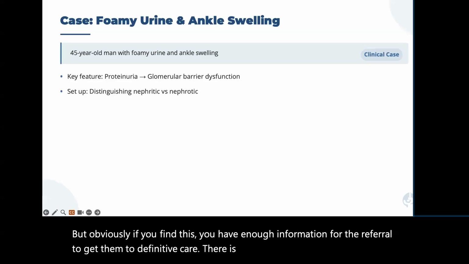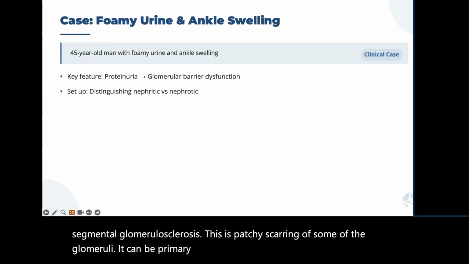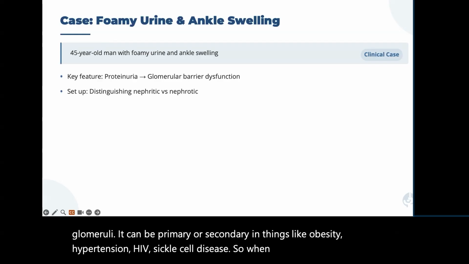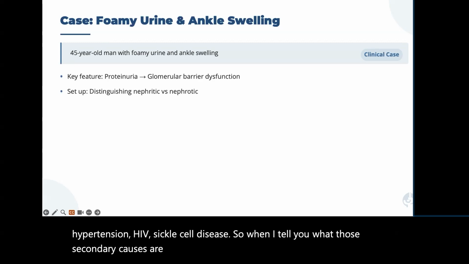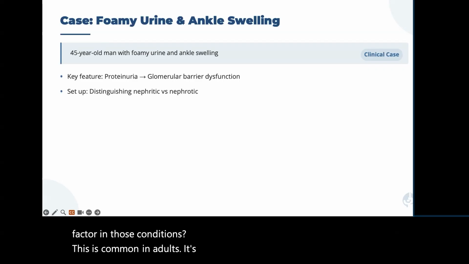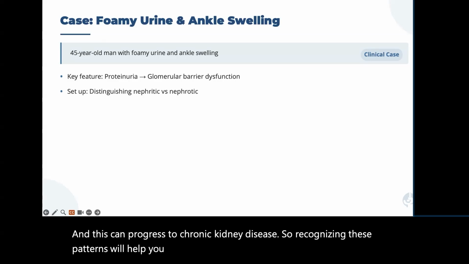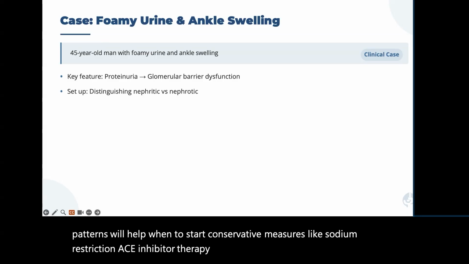There is another condition called focal segmental glomerulosclerosis. This is patchy scarring of some of the glomeruli. It can be primary or secondary to things like obesity, hypertension, HIV, sickle cell disease. When I tell you what those secondary causes are, immediately you're thinking, well, what's the unifying factor in those conditions? This is common in adults. It's often steroid resistant, and this can progress to chronic kidney disease. So recognizing these patterns will help you know when to start conservative measures like sodium restriction, ACE inhibitor therapy for proteinuria, or when to refer to nephrology for a possible kidney biopsy.